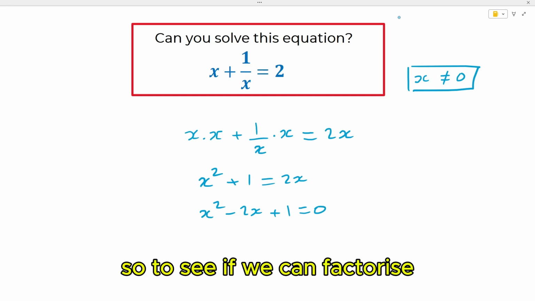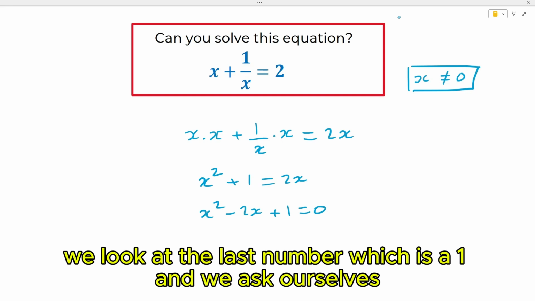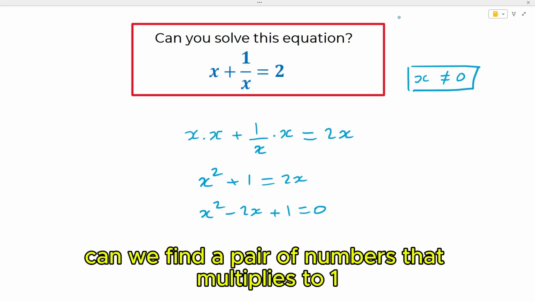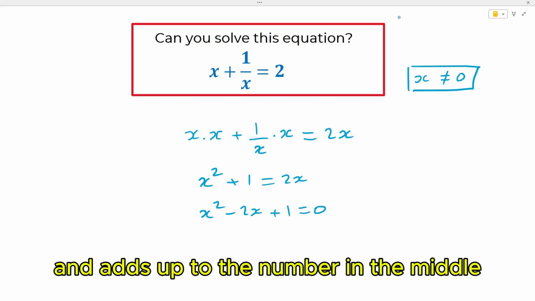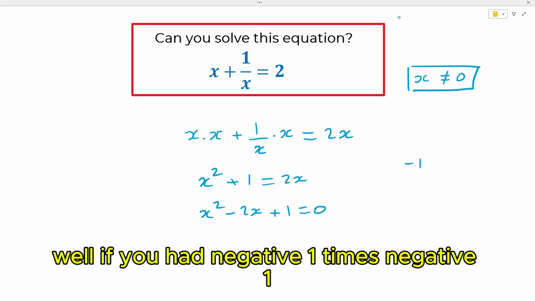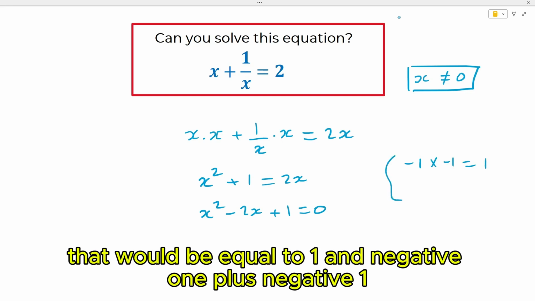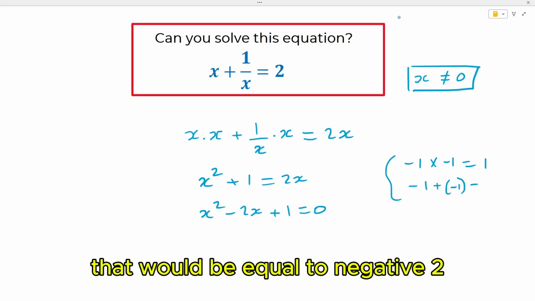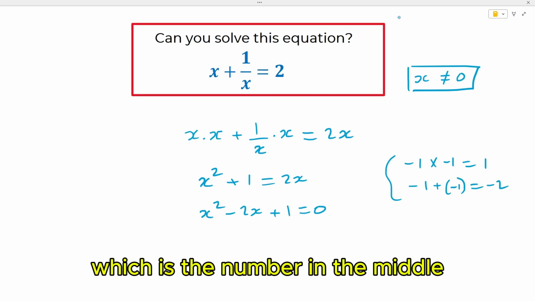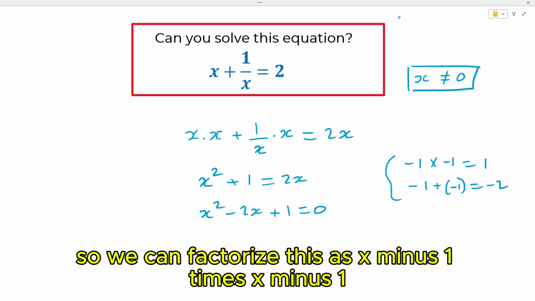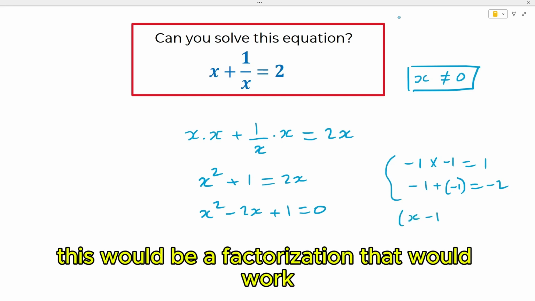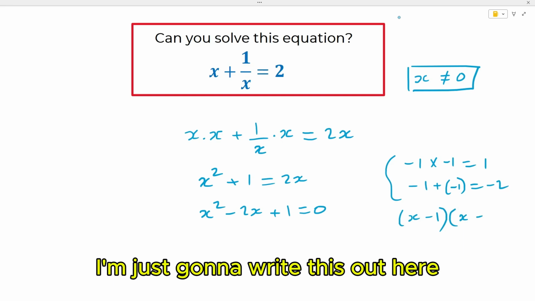So to see if we can factorize, we look at the last number, which is a 1, and we ask ourselves, can we find a pair of numbers that multiplies to 1 and adds up to the number in the middle? Well, if you had negative 1 times negative 1, that would be equal to 1, and negative 1 plus negative 1, that would be equal to negative 2, which is the number in the middle. So we can factorize this as x minus 1 times x minus 1. This would be a factorization that would work. I'm just going to write this out here.